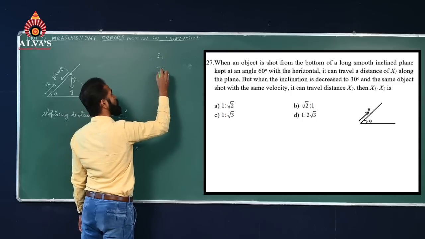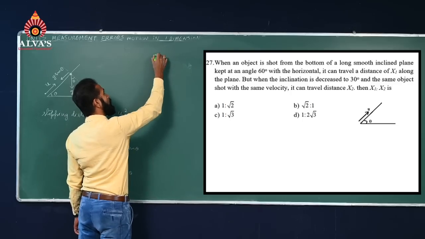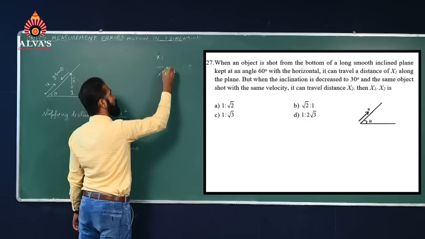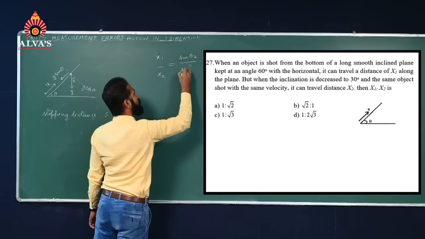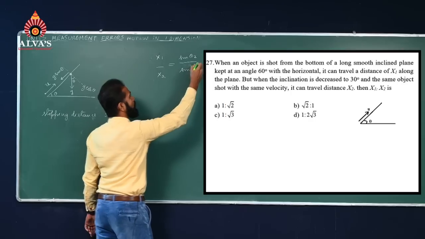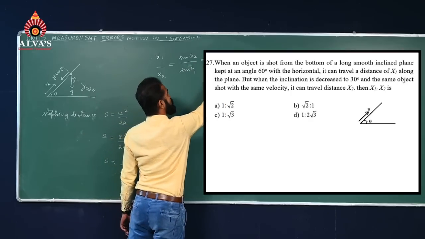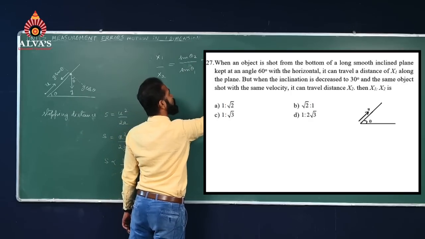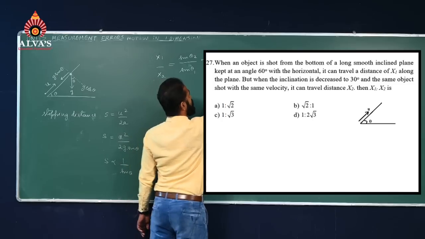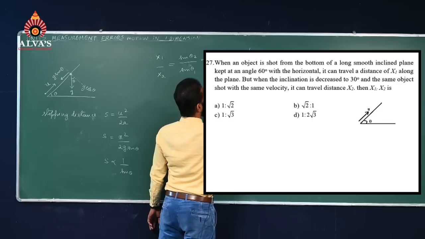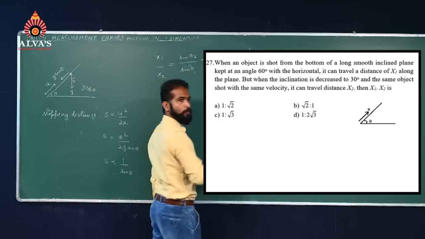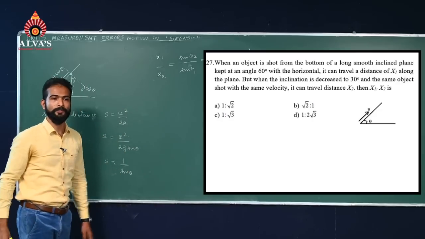So therefore distance 1 divided by distance 2. In the question it is mentioned as x1 and x2. So this will be sin theta 2 divided by sin theta 1, or sin 30 divided by sin 60. That will give you 1 by 2 divided by root 3 by 2. That gives you 1 divided by root 3. So 1 is to root 3 is option C.